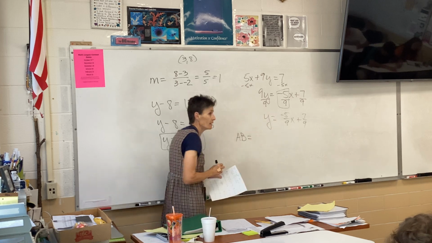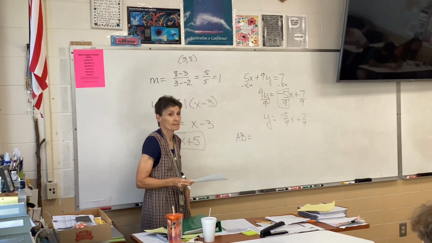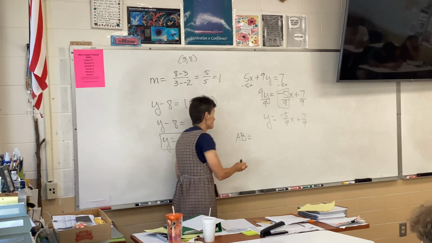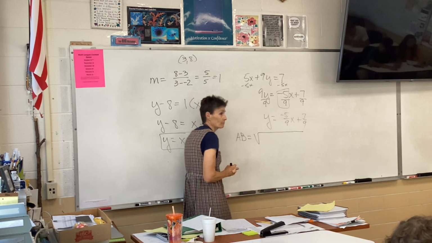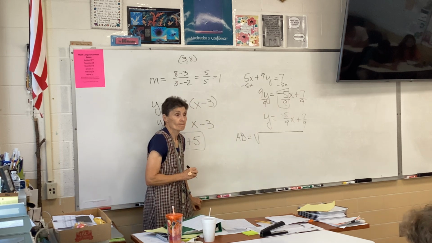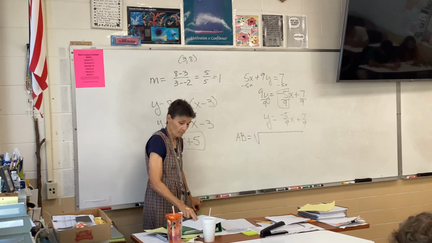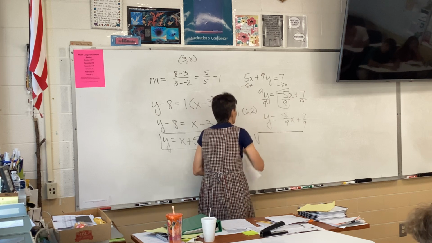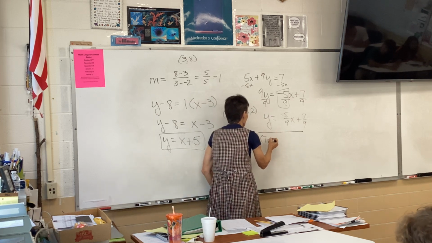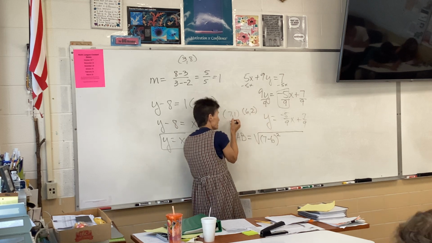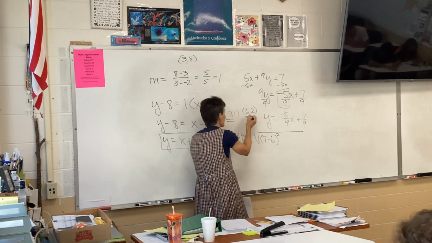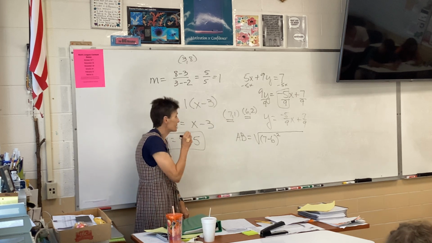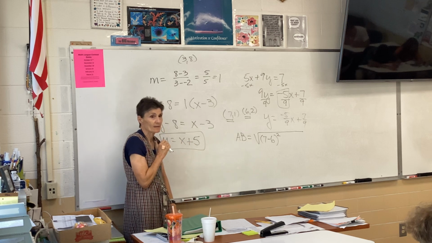What in the heck does that mean? That was on your last quiz. Some of you got it right, some of you didn't. That means distance. So the very first thing you should think is radical. Now, what are you going to put under the radical? Your points are 7, 1, and 6, 2. X minus x squared. So 7 minus 6 squared. Remember, x goes with x. So either 7 minus 6 or 6 minus 7, it doesn't matter.